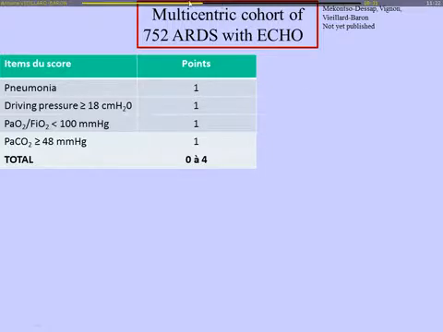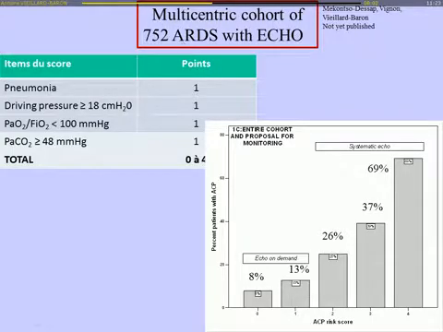And I show you the data that we have not yet published in more than 700 ARDS patients under protective mechanical ventilation, who all had an echo during the 2 days following mechanical ventilation. And remember the main parameters which were associated with the occurrence of ACP, and we decided to validate a score, and we just gave 1 point per item, and you can see that we have a score between 0 and 4.